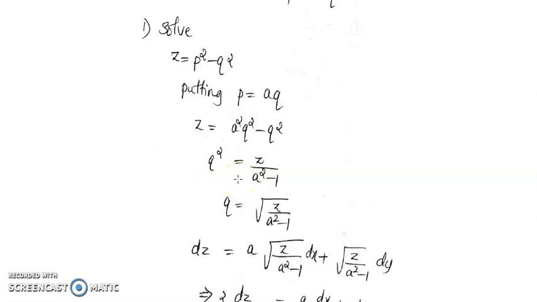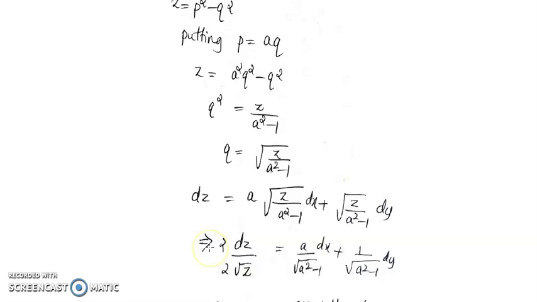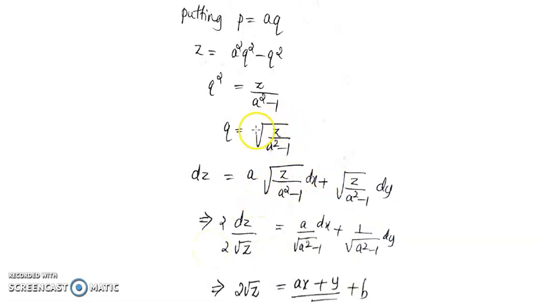So from here you will get q square equal to z by a square minus 1. So q is root of z by a square minus 1. Now substitute p and q. Then p will be a q. So dz equal to a into root of z by a square minus 1 dx plus root z by a square minus 1 dy. Now you can take root z to the left side. So I can write it as 2 dz by 2 root z equal to a by root of a square minus 1 dx plus 1 by root of a square minus 1 dy.